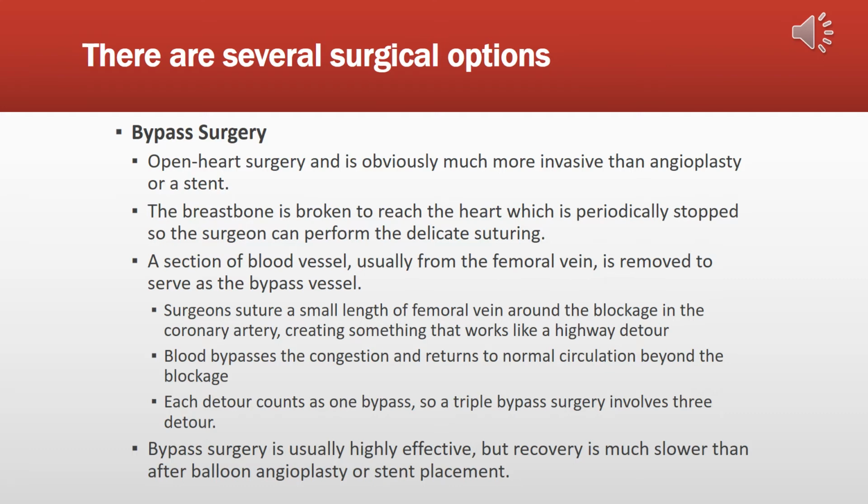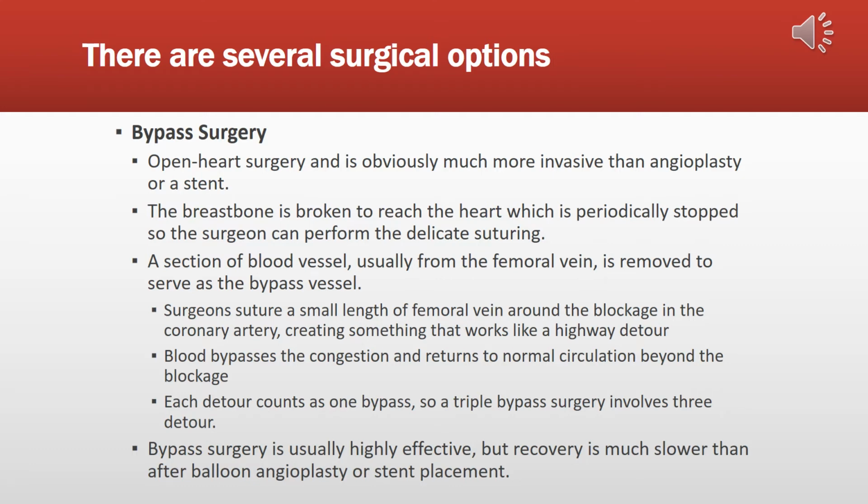So in order to perform this surgery, first a vein, or rather part of the femoral vein, is removed, and this serves as the bypass vessel. Surgeons then suture, or sew, which is what suture means, a small length of this vein around the blockage in the coronary artery, and this works something like a highway detour. This allows blood to bypass the congestion and return to normal circulation and go around the area which is blocked.